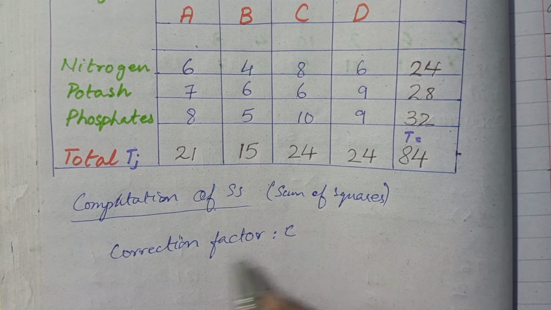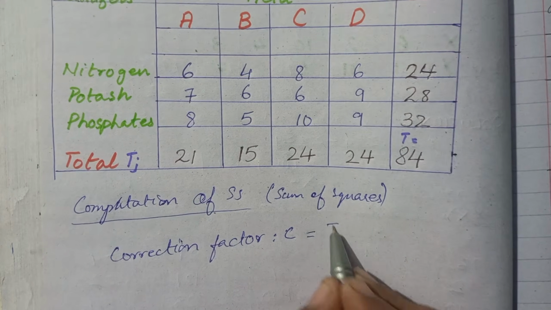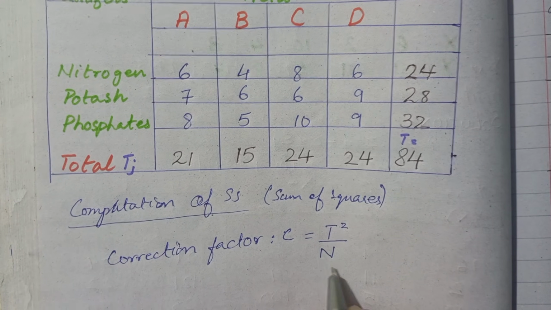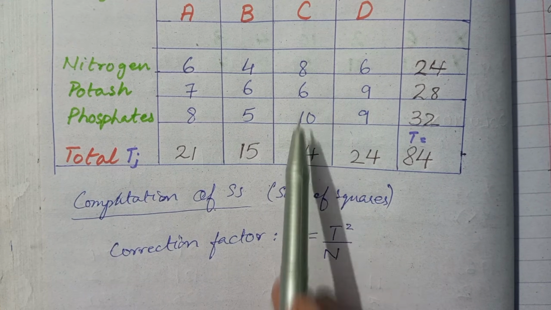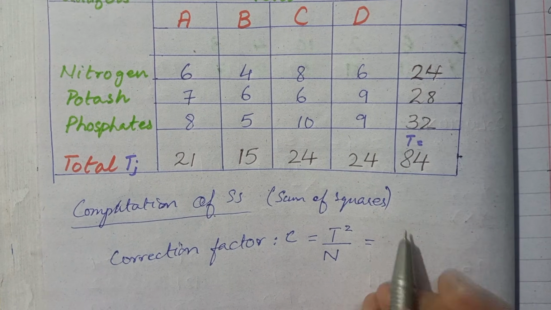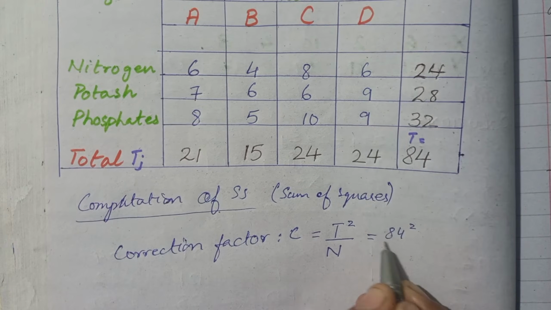We will denote the correction factor as C, which is equal to T square divided by N. What is N? N is the number of observations given in the table. So we can count them and write it here. And T is the grand total: 84 square divided by 12.